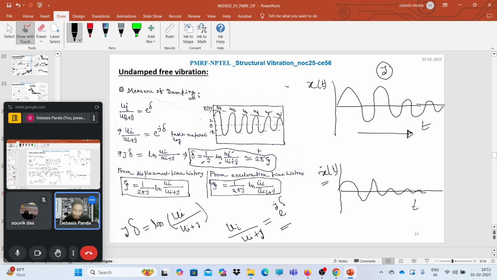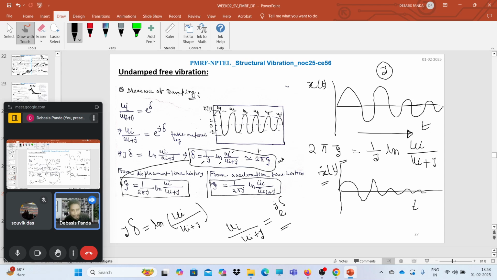Amplitude ui plus j amplitude. Now delta is equal to twice pi zeta, so we can write delta equals twice pi zeta. Now simplify this equation. From this equation, what will we get? Zeta is equal to nothing but 1 by twice pi j, ln ui by ui plus j. So simplify it and you will find the value of zeta.